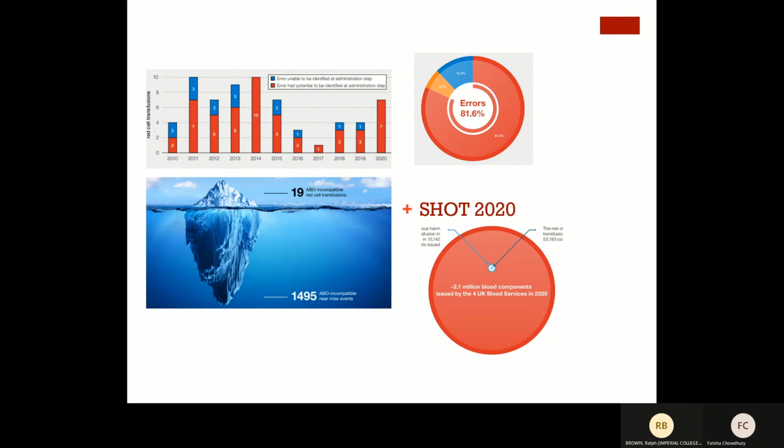And on the bottom left-hand side here, you've got an iceberg, and you can see that year after year we do get a few ABO-incompatible transfusions, and for 2020 it was 19, but below the surface there were 1,495 near misses of the ABO-incompatible group.